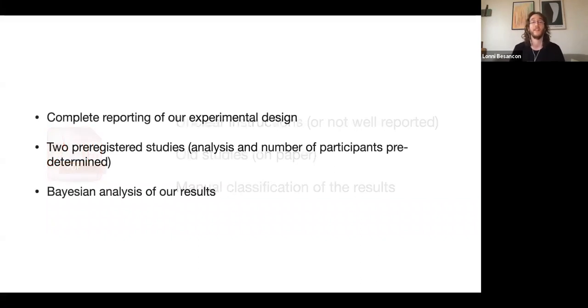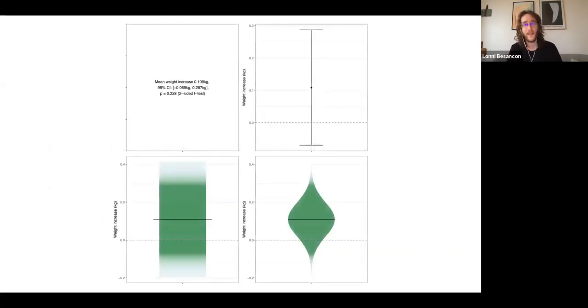And so we decided on the other end to just have complete thorough reporting of our experimental design, to have 2 pre-registered studies on this, and to use a Bayesian analysis of our results so that we can actually help people replicate our findings if they want to. And so we tested in the first experiment 4 different conditions.